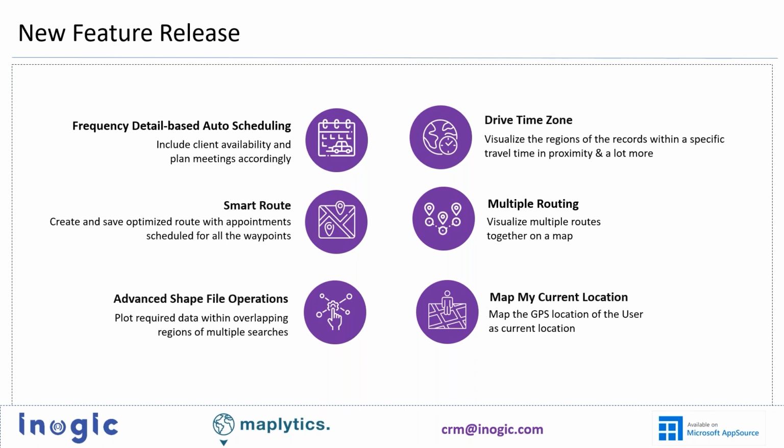If you are playing with regions on the map and they are overlapping each other, then you can perform the binary operations on the overlapping regions as well. And lastly, we'll be going through the feature of map my current location. This feature has been demanded by many of our customers. In case your salesperson is out on the field and wants to save the address of that location into a record, that will now be possible in this latest release.